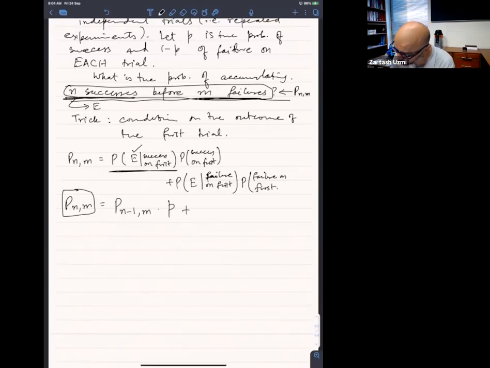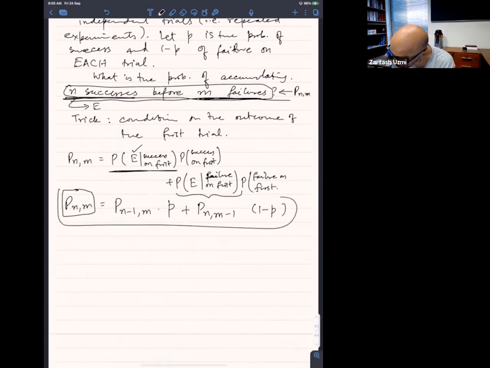Plus, what is this quantity? Answers in the chat window. Probability of E given the failure on the first trial. Now you have one failure already registered. You only have m-1 chances now of failure. What is the probability of E given failure on the first? If there is failure on the first, you still need n successes. But now you need n successes before an additional m-1 failures, with probability 1 minus p. So this is an iterative equation.